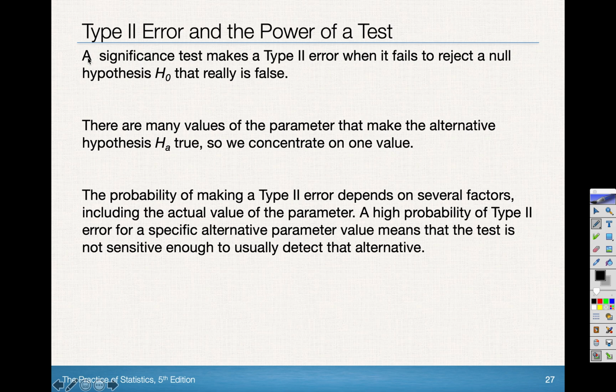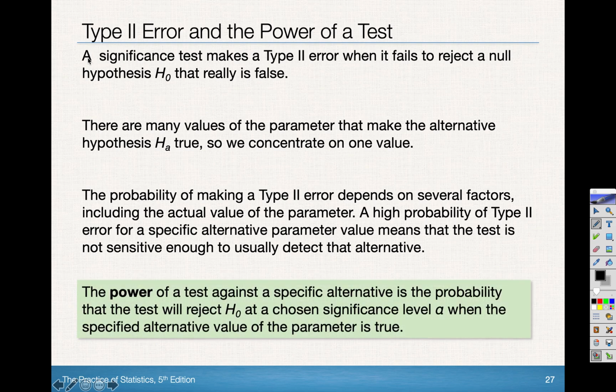One of the factors is the actual value of the parameter. A high probability of type 2 error for a specific alternative parameter means that the test is not sensitive enough to detect the alternative. Okay? This is called the power of a test. The power of the test is the probability that you will successfully reject the null hypothesis. So again, the power of a test is the probability that you successfully reject the null, meaning that you do reject the null when you should reject the null.